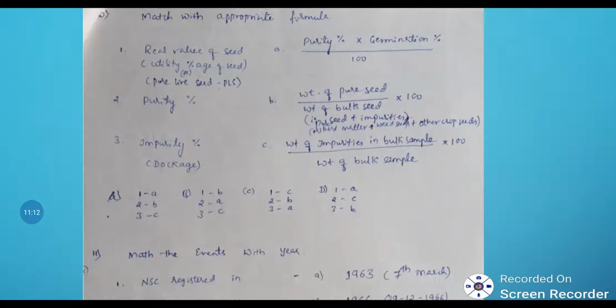The second formula is purity percentage, which is represented as weight of pure seed divided by weight of bulk seed. Bulk seed includes pure seed plus impure seed; inert matter, weed seeds and other crop seeds are also included, and that is multiplied by 100. Third is impurity percentage or dockage, which is represented as weight of impurities in bulk sample divided by weight of bulk sample into 100.